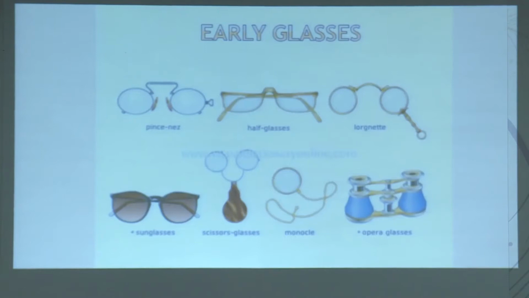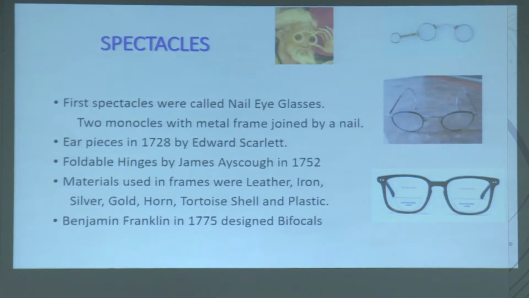These are some of the eyeglasses of that time. The first spectacles were called nail eyeglasses: two monocles with a metal frame joined by a nail. Earpieces were discovered in 1728 by Edward Scarlett. Foldable hinges by James Ayscough in 1752. Materials used in frames were leather, iron, silver, gold, horn, tortoise shell and plastic. Benjamin Franklin in 1775 designed bifocals.